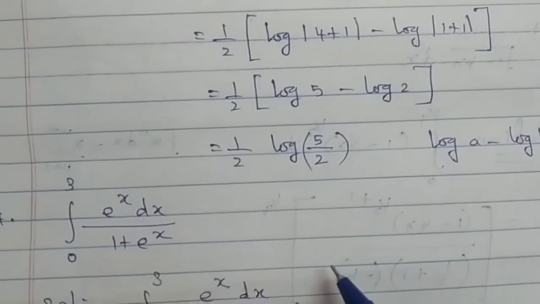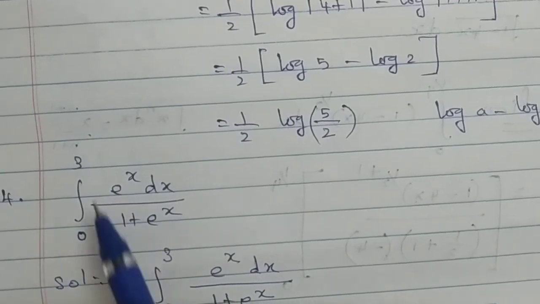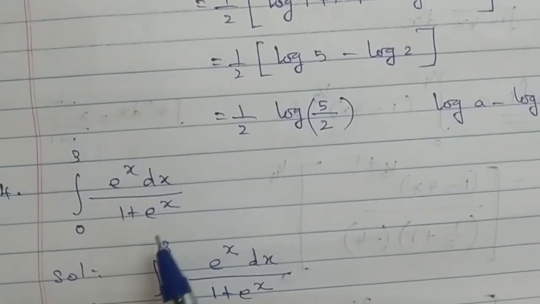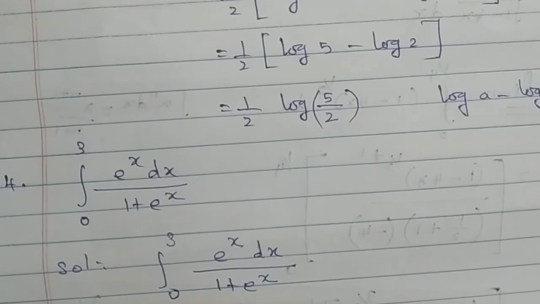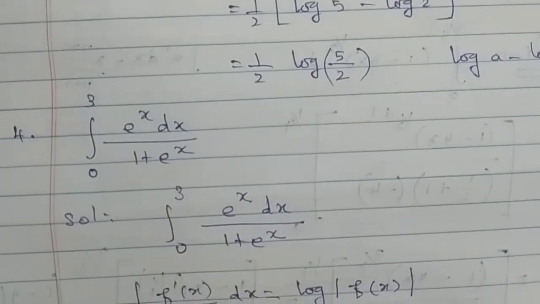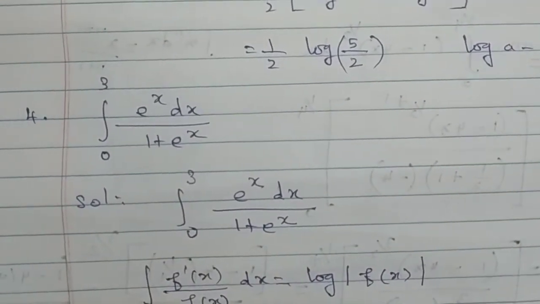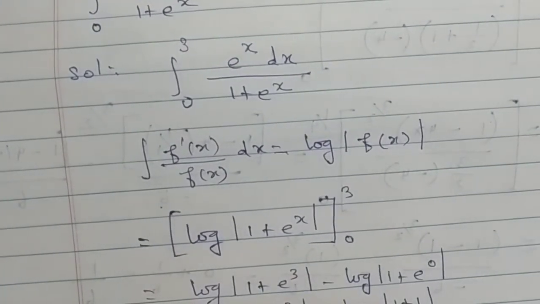Next question, problem number 4. The integral from 0 to 3 of e power x dx divided by 1 plus e power x. So we find the solution for the given problem. The same property I am applying here.